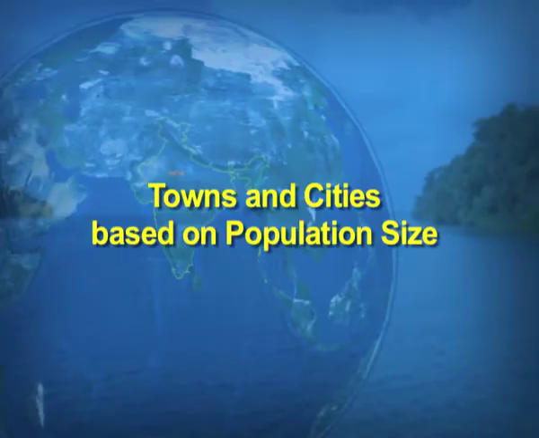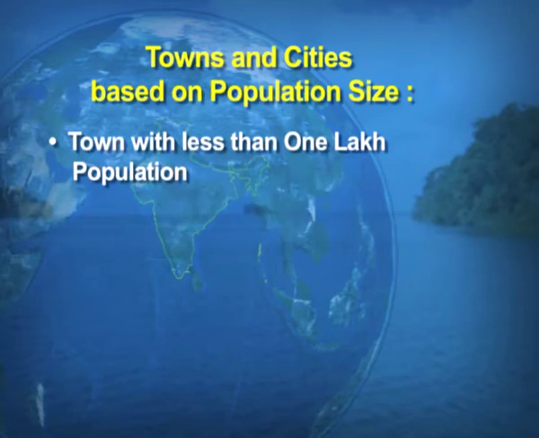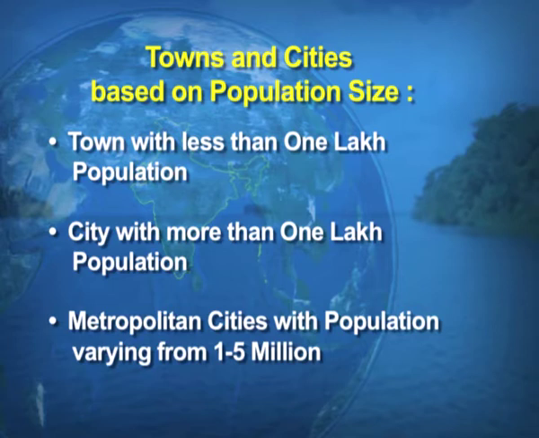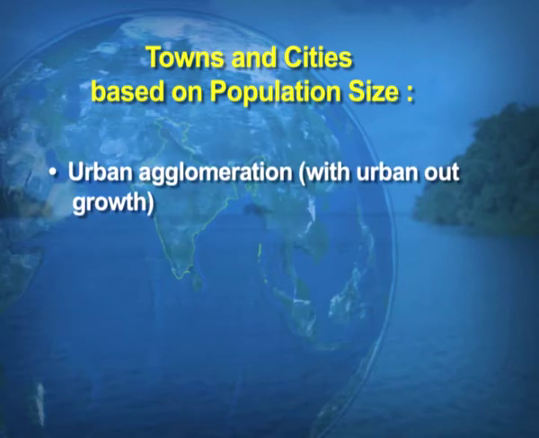Towns and cities based on population size. Towns with less than 1 lakh population, city with more than 1 lakh population, and the metropolitan city, as we have already discussed, where the population varies between 1 to 5 million, and the urban agglomeration. That means agglomeration where we have the urban outgrowth of the city.